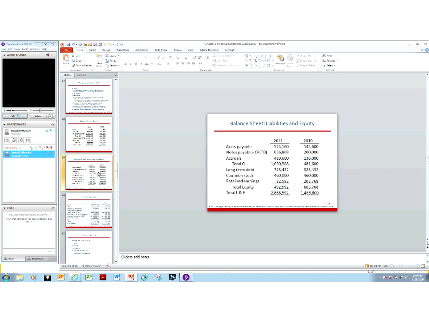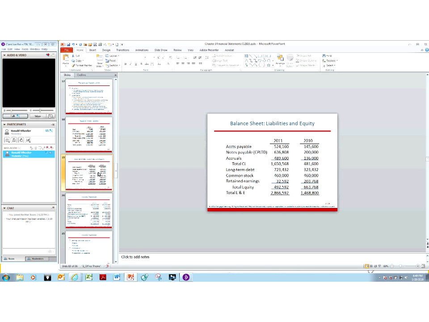Thinking about some of the comments that we made earlier, let's keep in mind accounts payable is going up quite dramatically. You could ask yourself, good thing or bad thing? We probably don't have enough information at this point to really say.